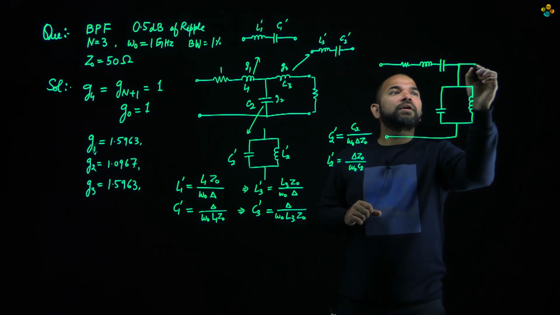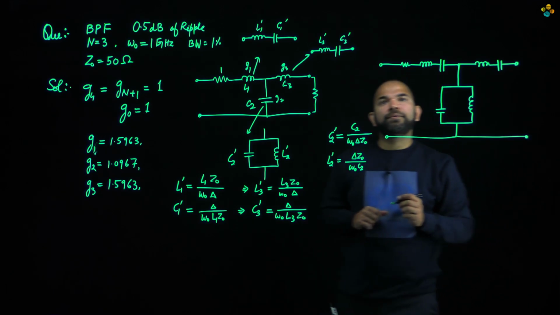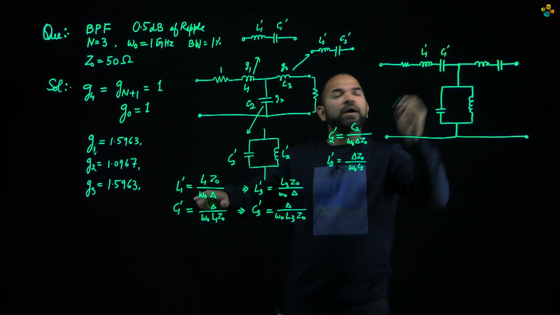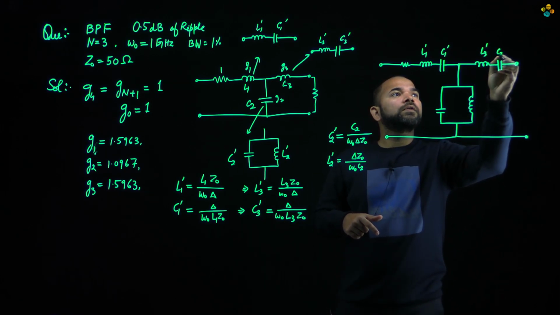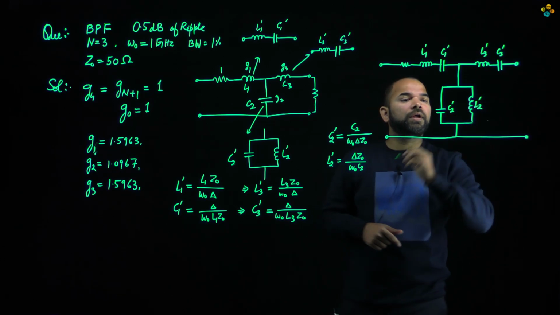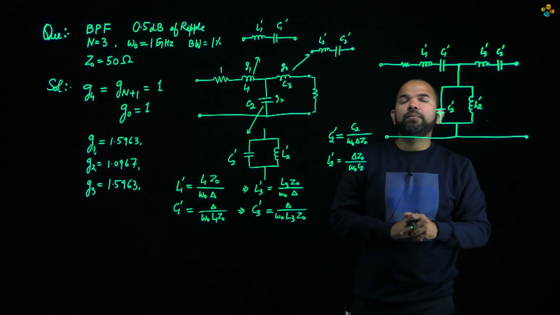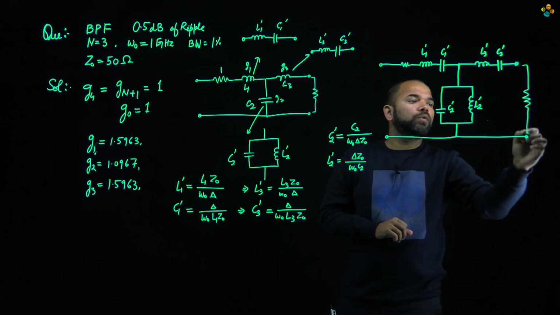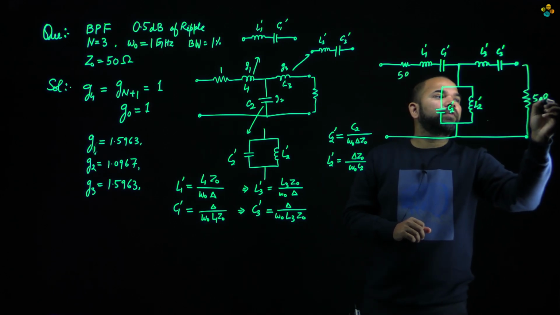and similarly here we have another series combination. So this value is going to be L1 dash, C1 dash, this and this are going to be L3 dash, C3 dash, and this C2 dash and L2 dash. So this is the transformation, and this would be your band pass filter. Okay, then here we have a source and some load impedances. So suppose this is your 50 ohm, this is your 50 ohm.